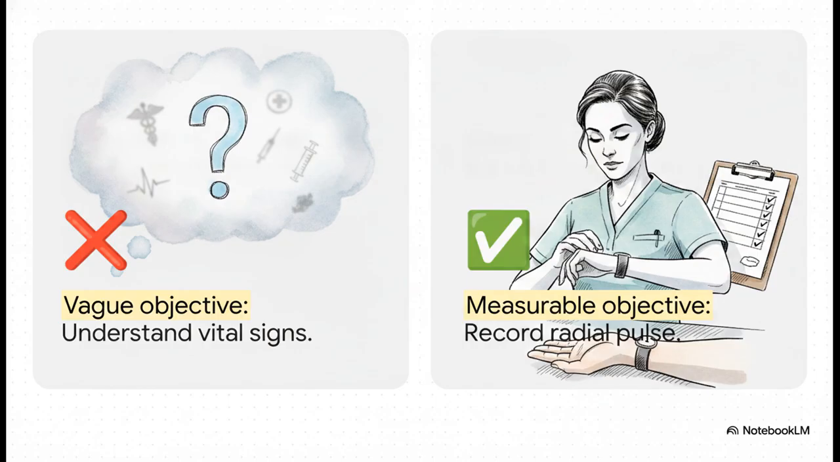Let's look at an example. A vague objective might say something like, the student will understand how to take vital signs. Well, as fellow RNs, we've all had students who claim they understand what a pulse is, but then they can't actually find one, right? You just can't measure understand.